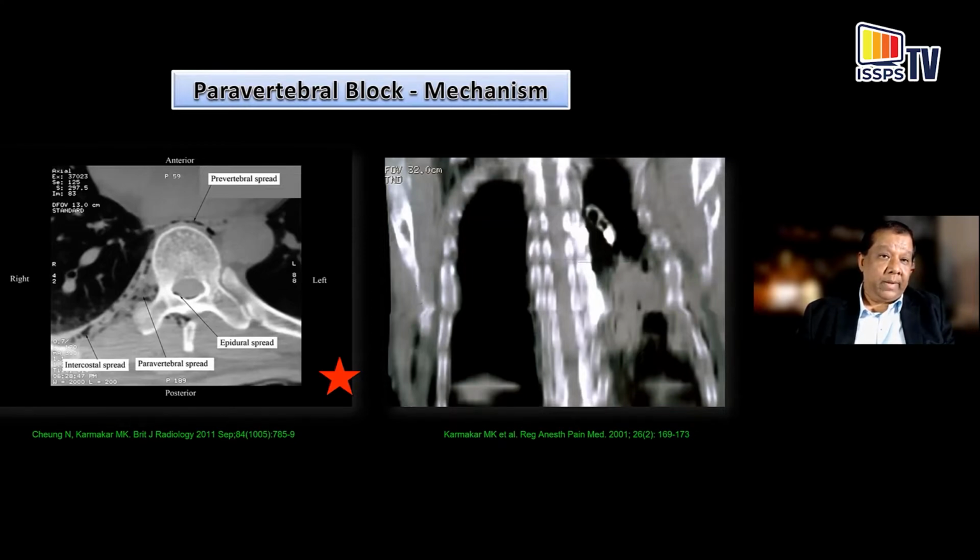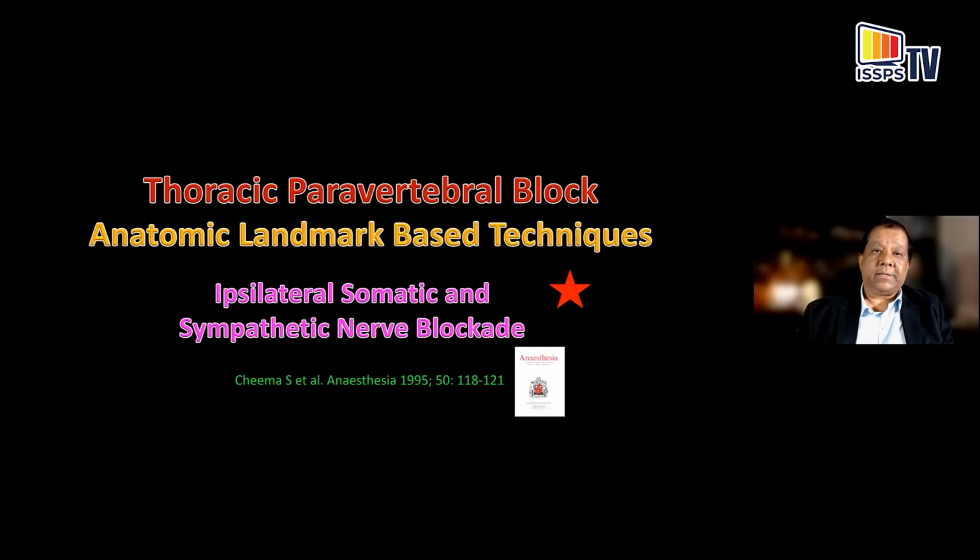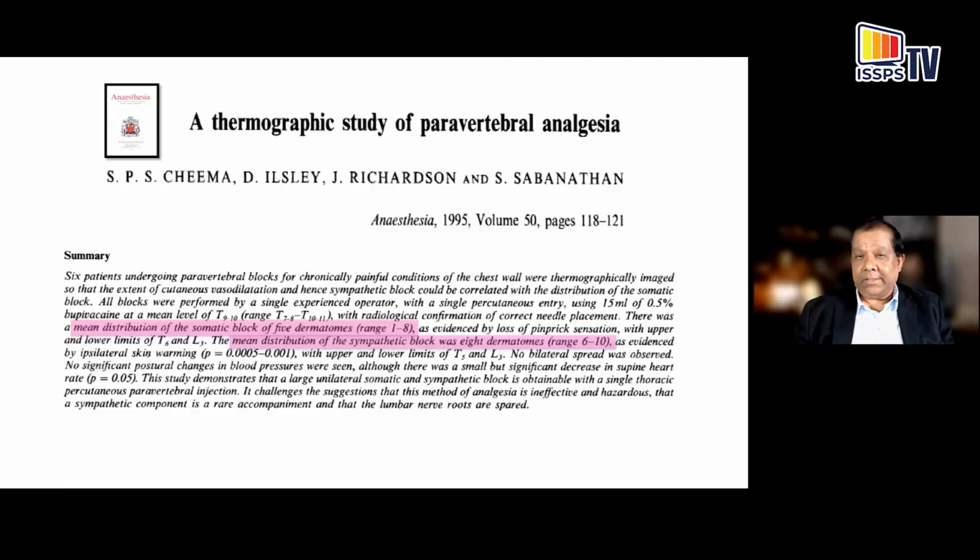There is epidural space, which is ipsilateral, the posterior part. There's intercostal spread. There is paravertebral spread and spread prevertebrally to the contralateral side. So you can get contralateral analgesia or effects of the somatic as well as the sympathetic nerves via this route without the epidural route. And generally, you can see it's mostly ipsilateral multidermatomal contrast spread in this case. So it produces ipsilateral somatic and sympathetic nerve blockade. That's what we understand.